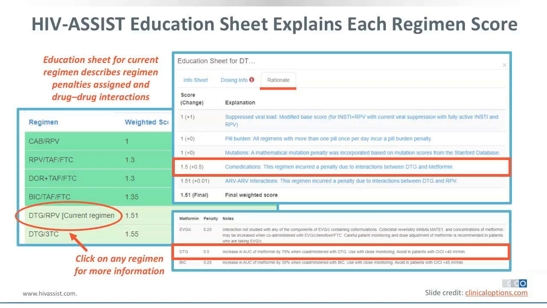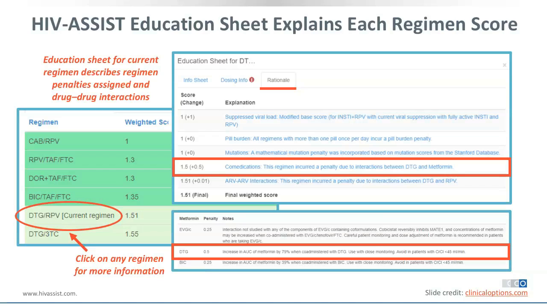The tool derives this information from both the DHHS guidelines as well as the University of Liverpool's HIV drug interaction checker. In this case, it notes that the usage of dolutegravir can increase the AUC of metformin by almost 80% when they are co-administered. While this is not a particularly major interaction, the presence of any interaction of any kind will cause a slight mathematical penalty to be assessed.